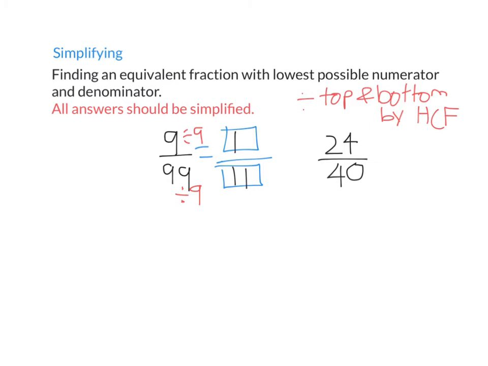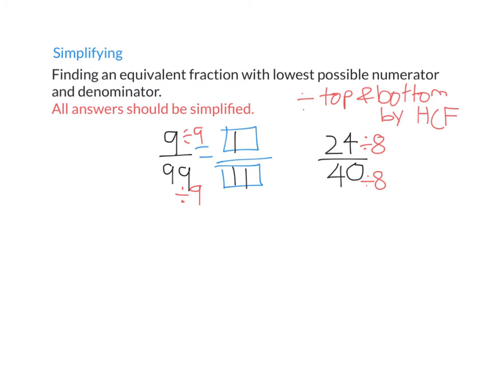So same idea. We have to find the highest common factor of 24 and 40. The highest number that goes into this number and also this one. So that number is 8. 8 is the highest common factor of these two. Highest number that goes into 24 also goes into 40. So I'm going to divide the top by 8. If I divide the top by 8, I need to divide the bottom by 8. What you do to the top, you must do to the bottom.